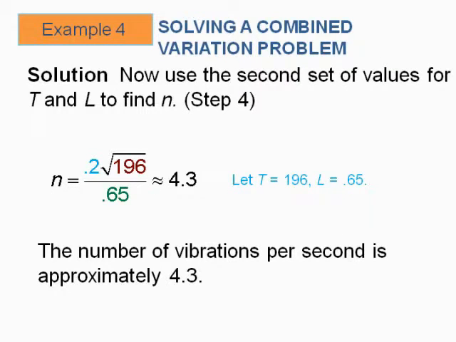And then, of course, we can answer the question. Now use the second set of values for T and L to get the N there. So plugging in, we will get 0.2 times the square root of 196 divided by 0.65, which if you do it on your calculator should be approximately 4.3. So the number of vibrations per second is approximately 4.3.